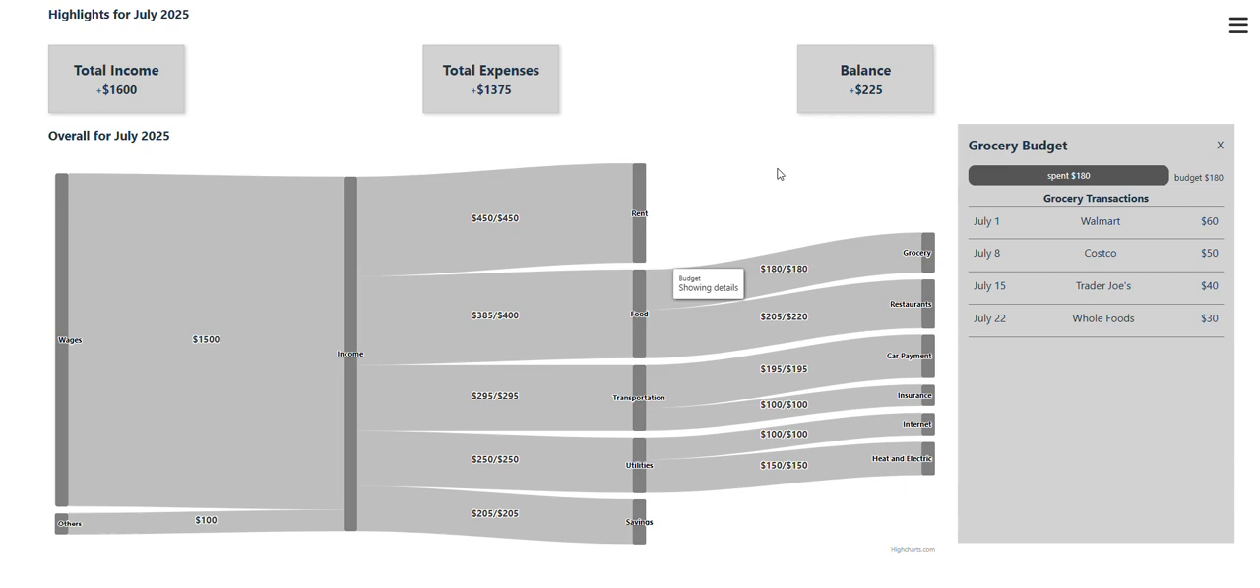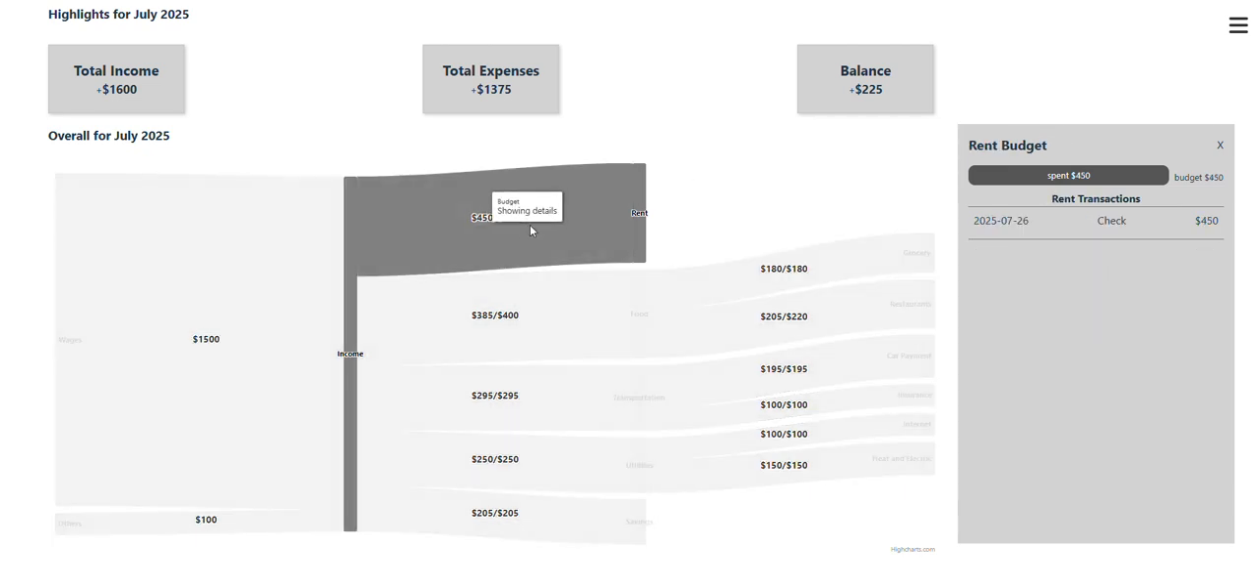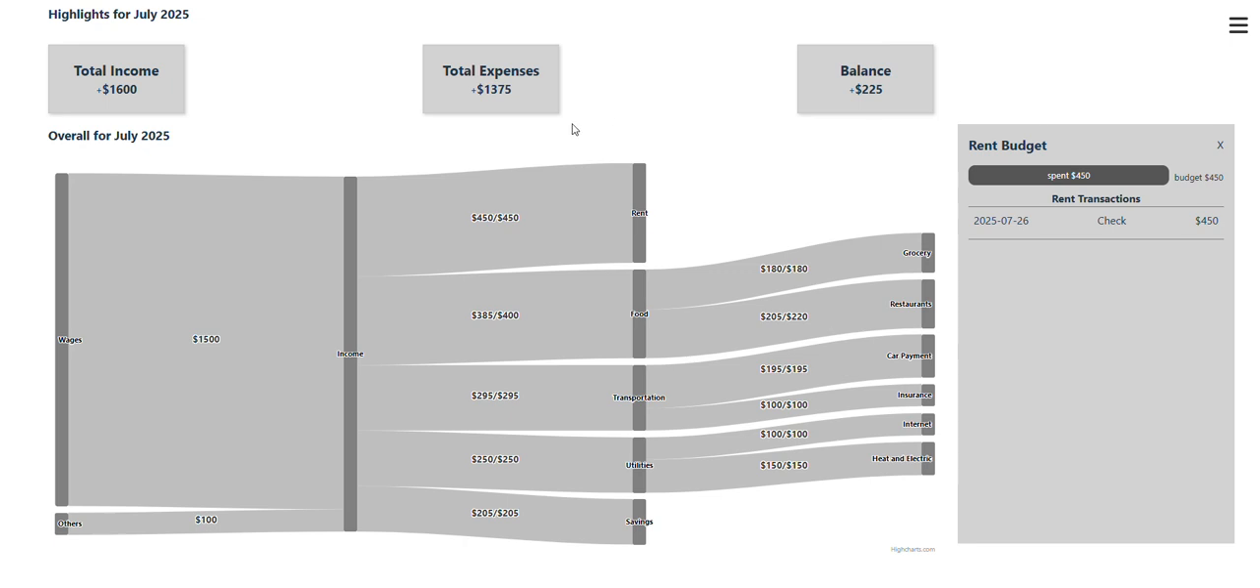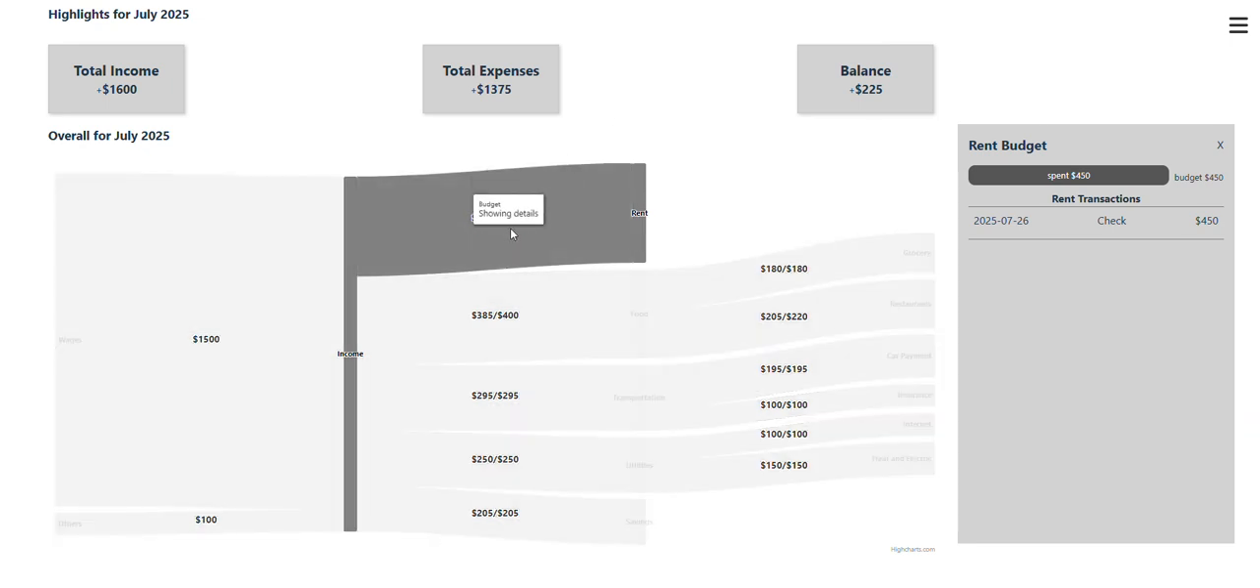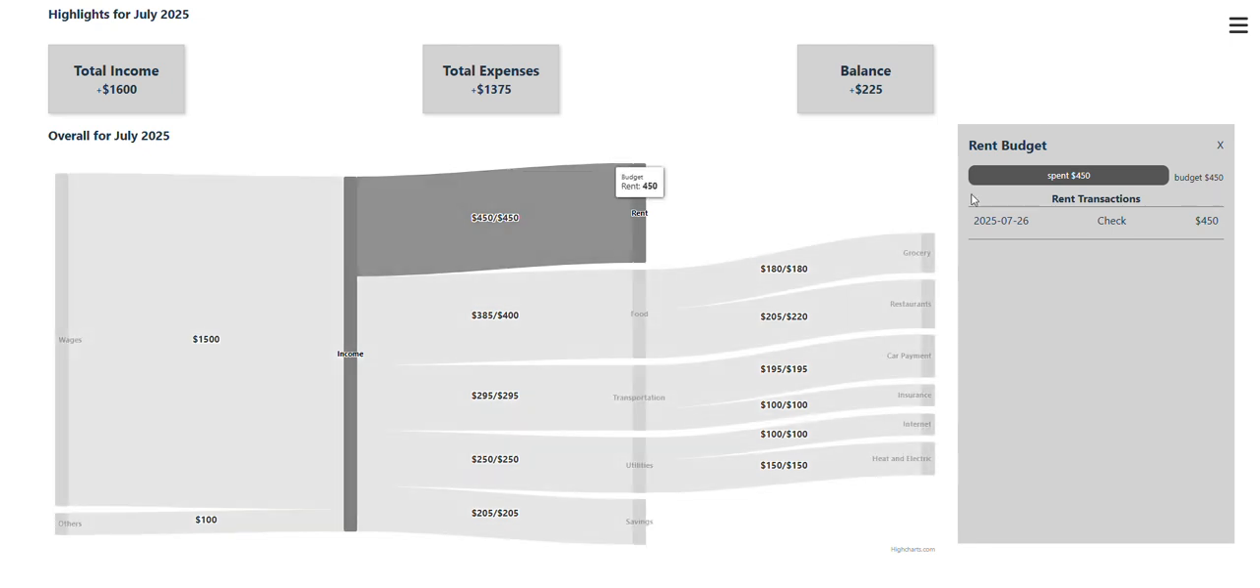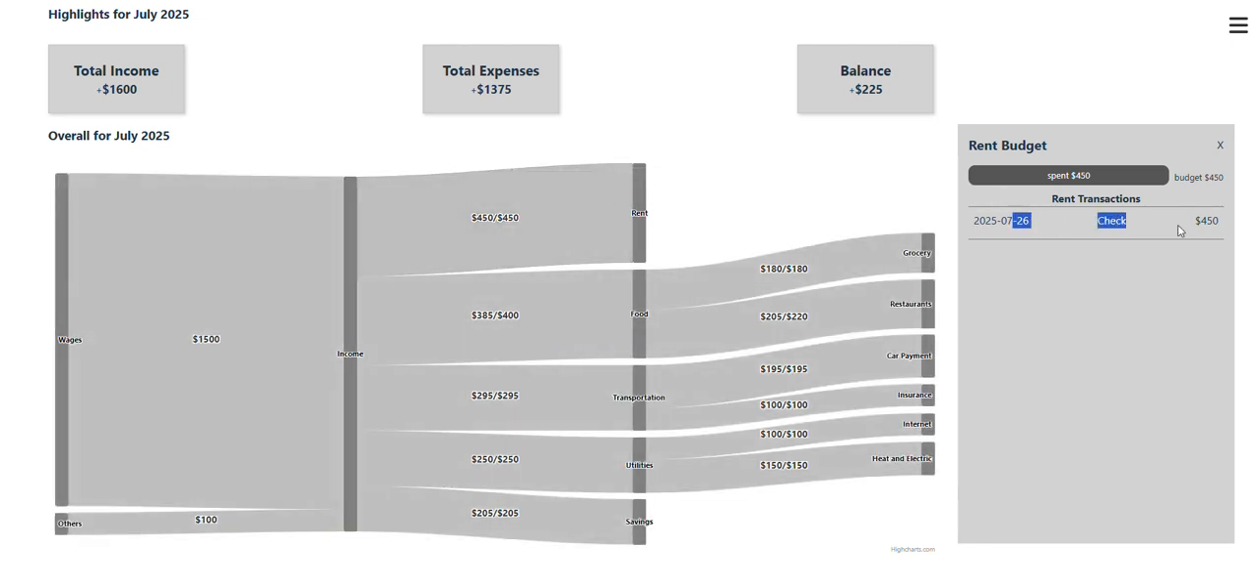As soon as I add it, I see that my highlight is gone. My rent shows it's paid, and on the transaction, I see that the transaction got recorded. If I do not want to see this box, I can simply X out of it and get rid of it.